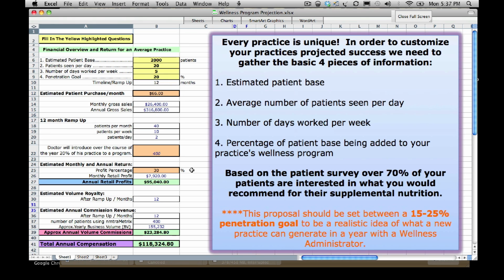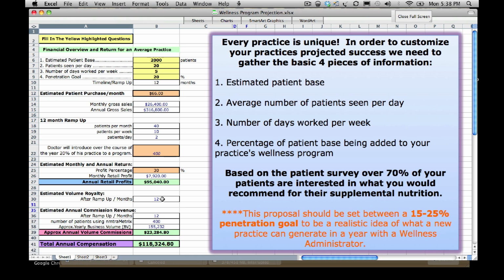They're doing formulations. So based on this proposal, we see that a doctor will introduce over the course of a year about 400 patients to the program with an average purchase of $66 at a 30% profit margin. The doctor is enjoying $95,040 in retail profits. Not bad. Extra $100,000 a year. Patients are happy, getting better outcomes, feeling better, seeing results. So all in all, a nice chunk of change for physicians. It's not going to retire them that year, but it certainly is a good contributing factor.